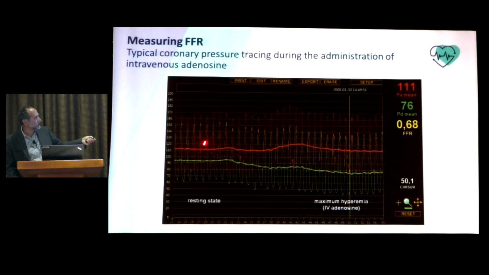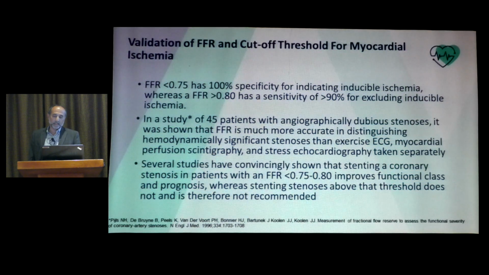And probably if you measure the FFR at this stage, it will be something like 0.85 or even 0.9. But when you administer adenosine, the pressure gradient increases, the difference increases, and then you can get your true FFR, which in this case was 0.68. So here, if you measure without adenosine, this would probably tell you that the lesion is not significant. But after inducing maximal hyperemia, an insignificant lesion becomes quite significant.